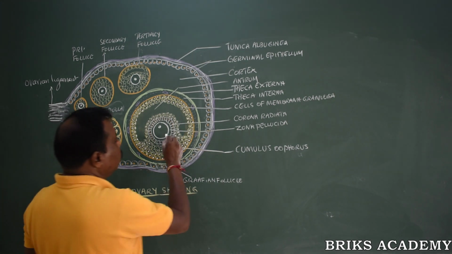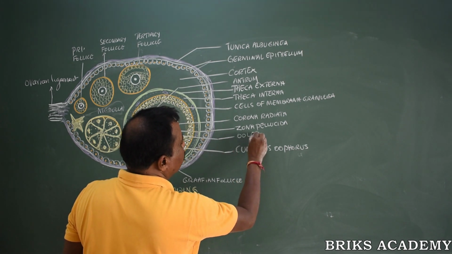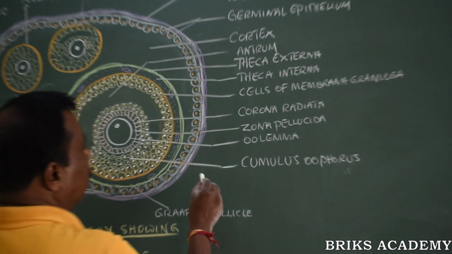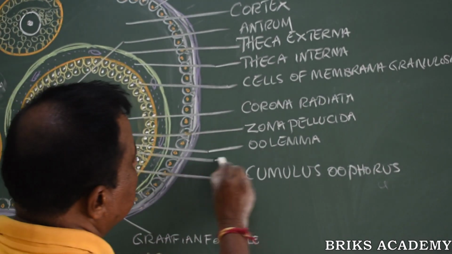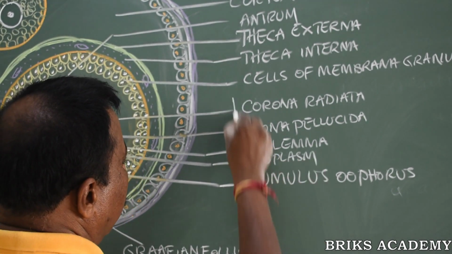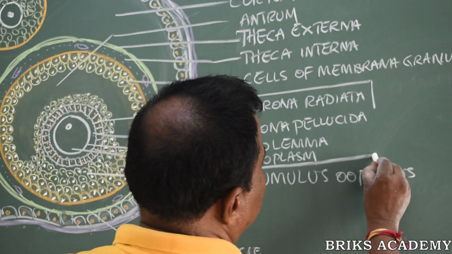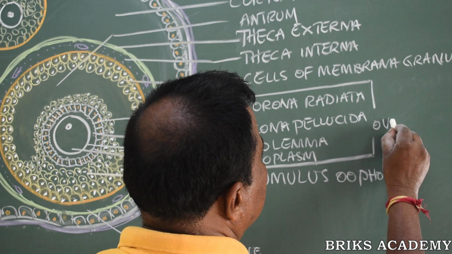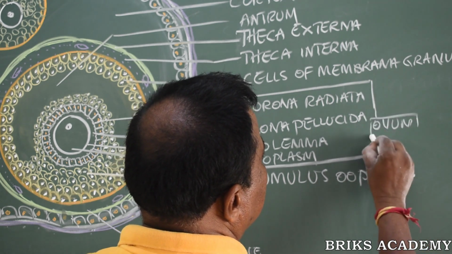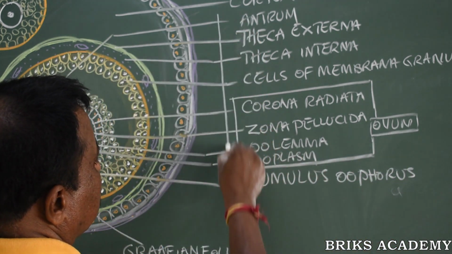Then you can see the egg membrane, which is called the oolemma. The cytoplasm of the egg is called the ooplasm. All together they constitute the ovum. This is nothing but the ovum. All these structures together are called the Graafian follicle.